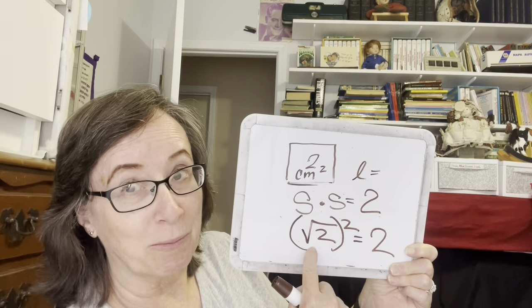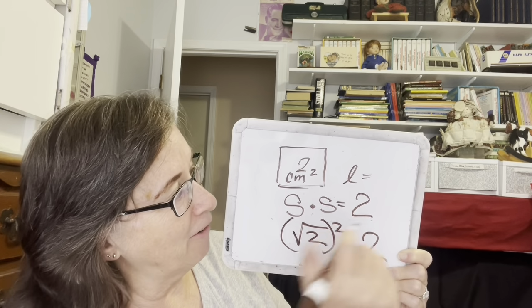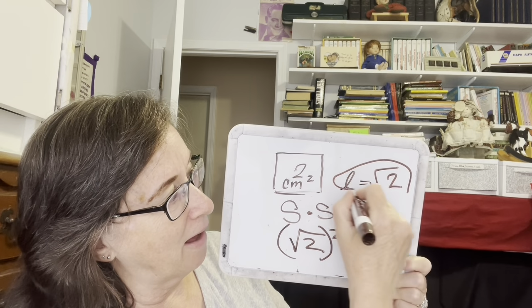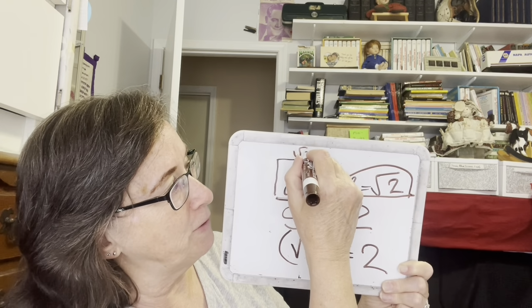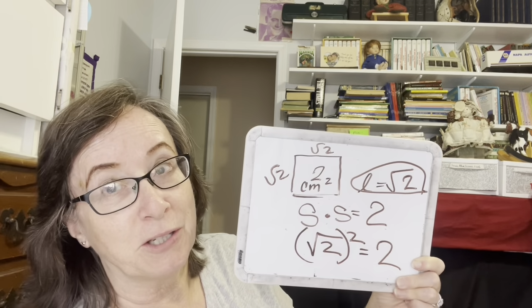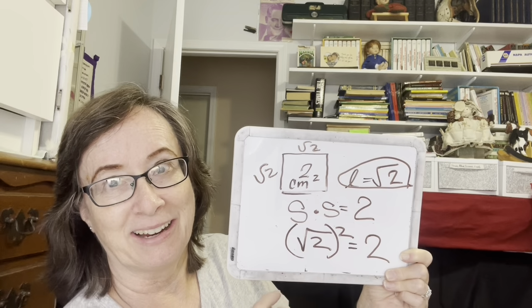Because remember, the square root symbol and the square undo each other. So the square root of 2 squared is equal to 2. Therefore, the side length is the square root of 2. So if I put square root of 2 and square root of 2, square root of 2 times square root of 2 is square root of 4. Square root of 4 is 2. There you have it.